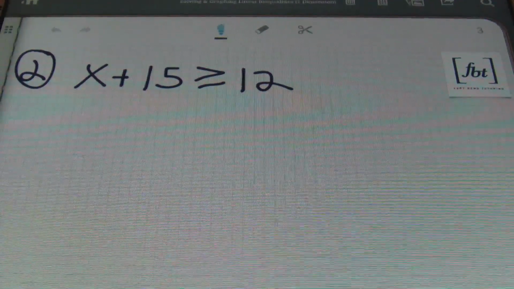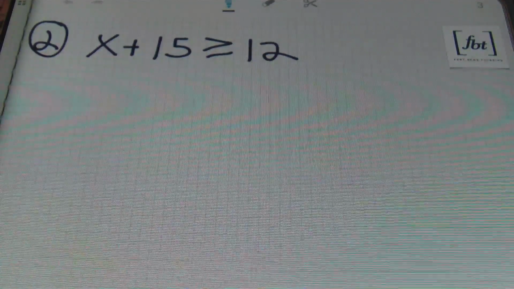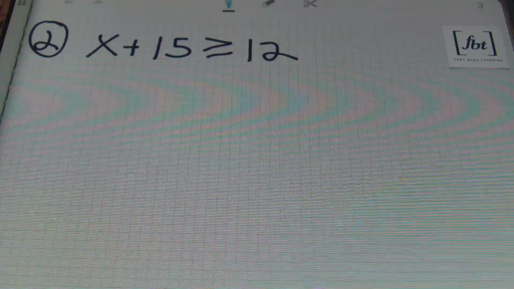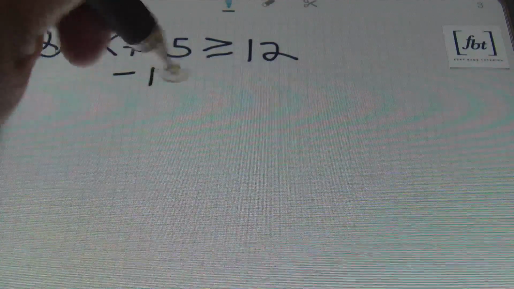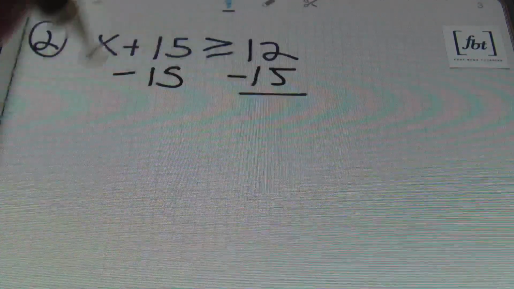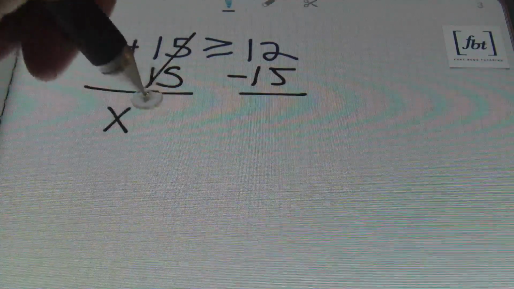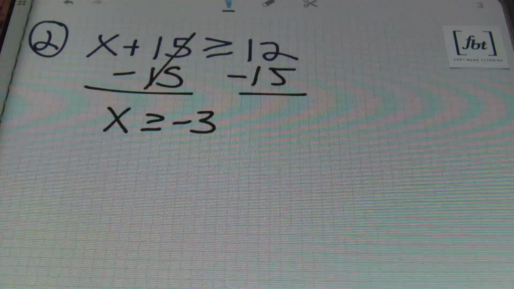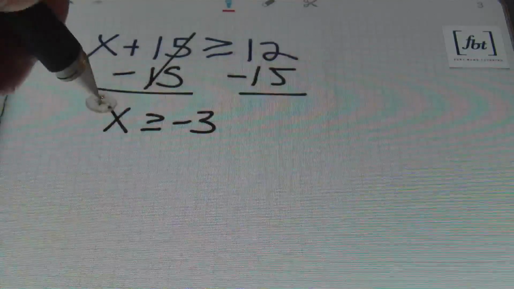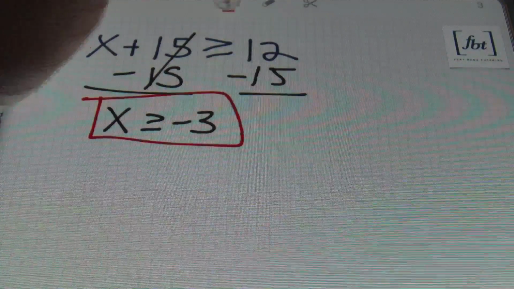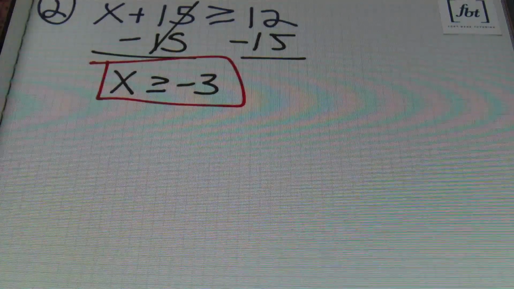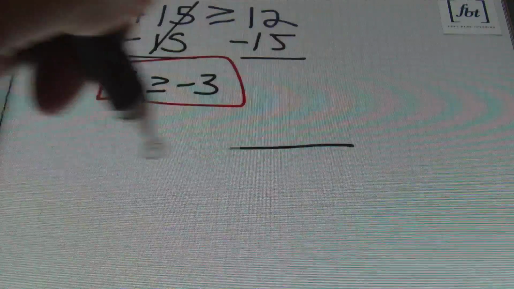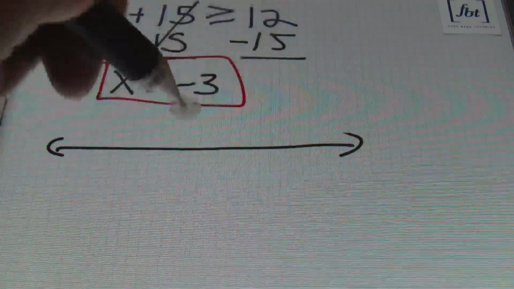All right, in problem number 2, we have x plus 15 is greater than or equal to 12. So in isolating your variable, I'm going to subtract 15 from both sides of the inequality here. This gives me x is greater than or equal to negative 3, and that's my solution. That's it. Solution done. Let's go ahead and see about the line graph.